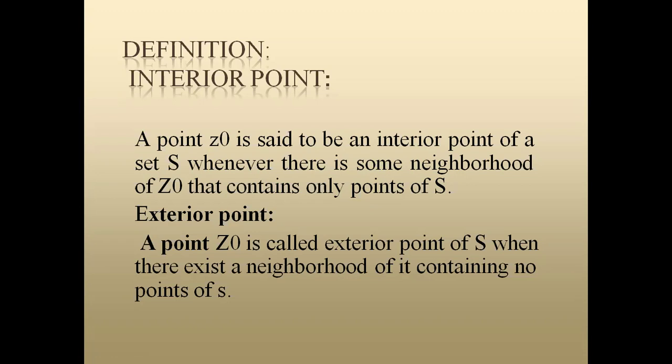Next we see the exterior point. In that case, the neighboring points are not in S, so that point is called an exterior point. That is, a point is called an exterior point of S when there exists a neighborhood of it containing no points of S.